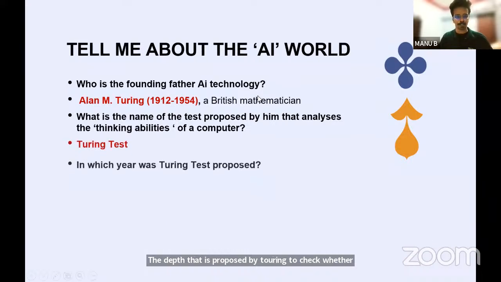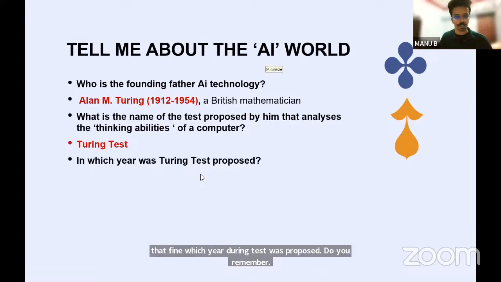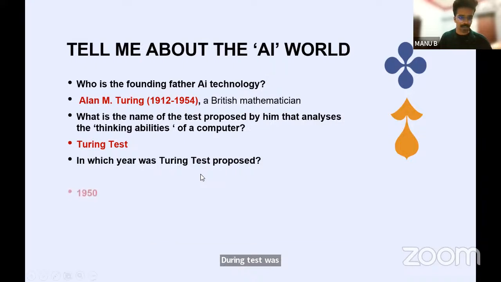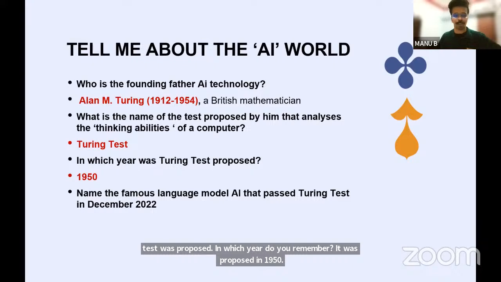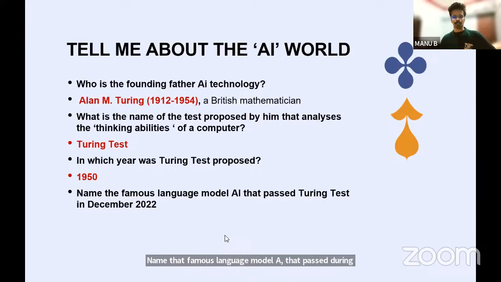In which year was the Turing test proposed? Do you remember? It was proposed in 1950. And name that famous language model AI that passed the Turing test in November 2022. The famous AI that passed the Turing test in 2022 was, yes, ChatGPT.